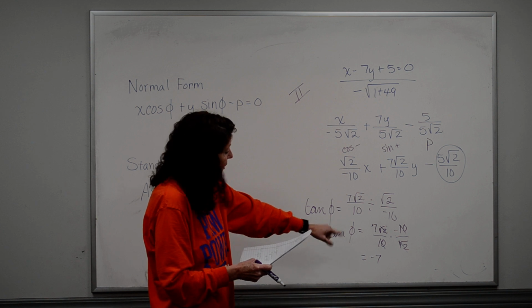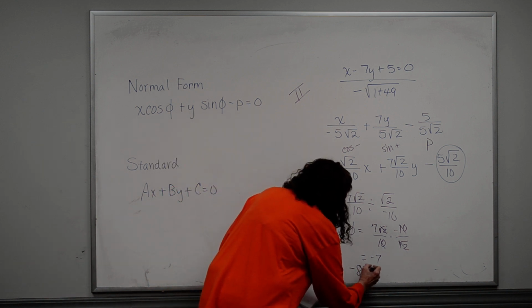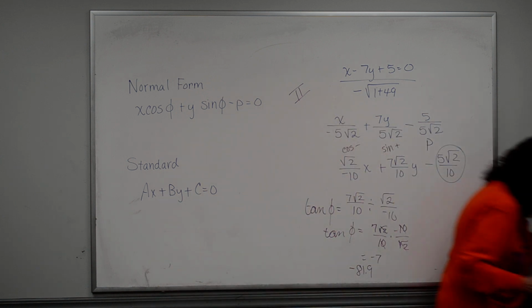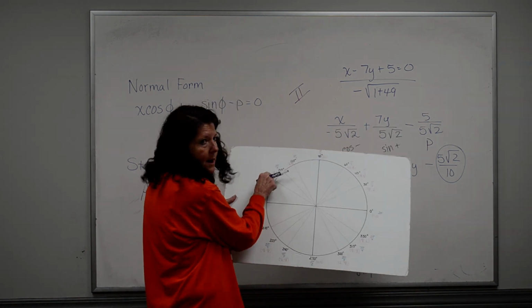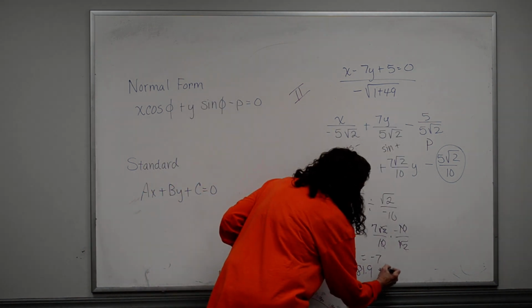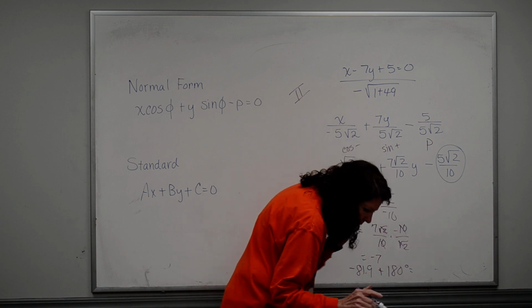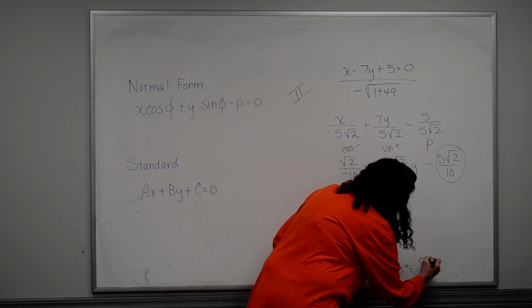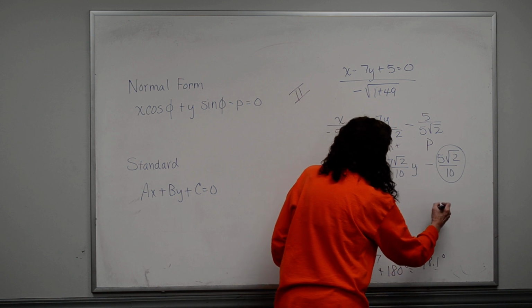When you do the inverse tangent of negative 7, you're going to get a negative 81.9. Well, thinking about where that is, that's going to be down here. I want it up here. So I'm going to add 180 to that, which is going to give me a value of 98.1 degrees. So that's your p, and this is your phi.